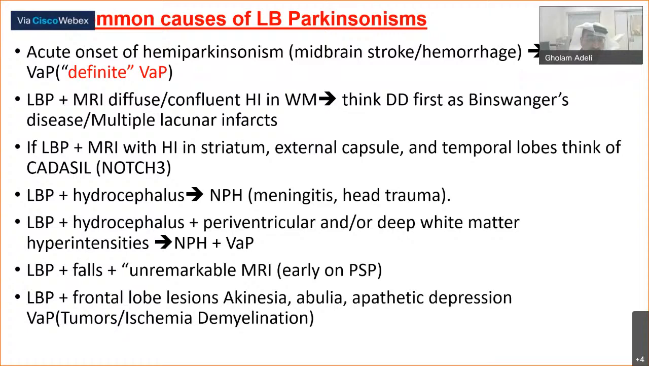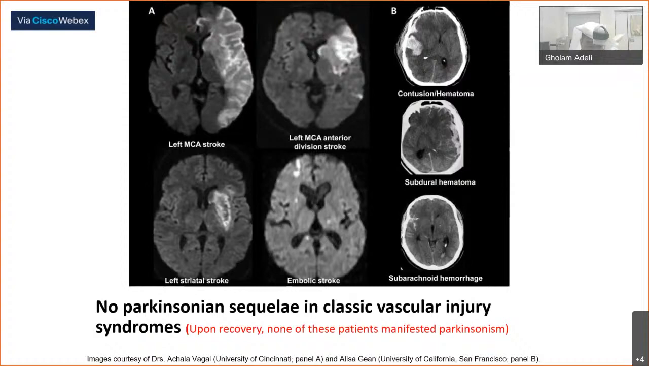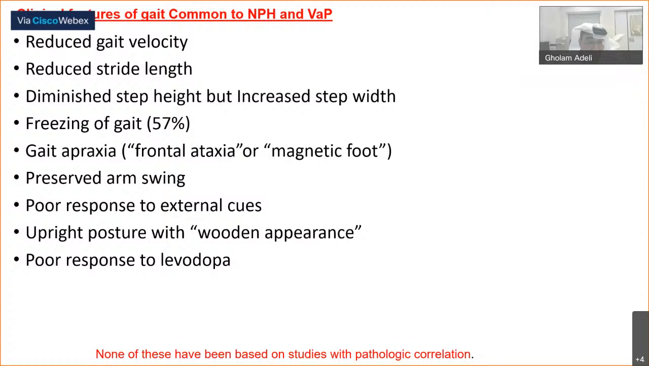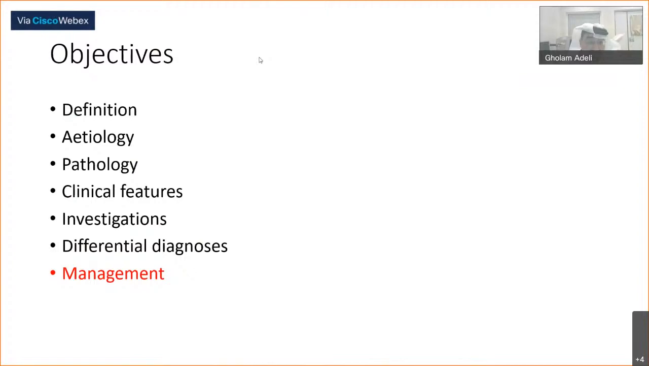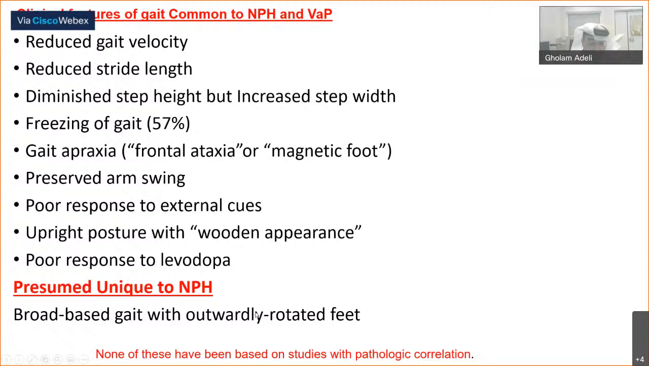So no Parkinsonian sequelae is classic in vascular syndrome. So let's see what the takeaways are across these. The most important one is the last one, the clinical features of gait common to normal pressure hydrocephalus. When you want to diagnose normal pressure hydrocephalus, you did the MRI and it showed increased size of the ventricles, and the measurements are going with NPH. Then what are the signs that you look for?